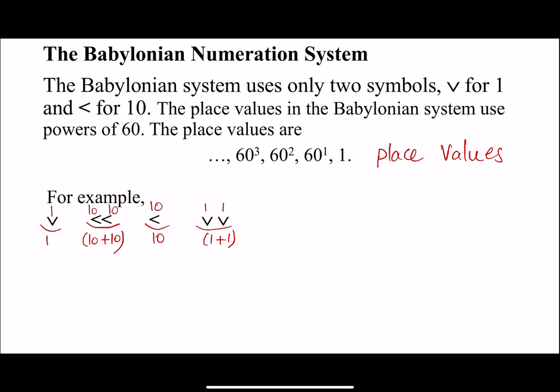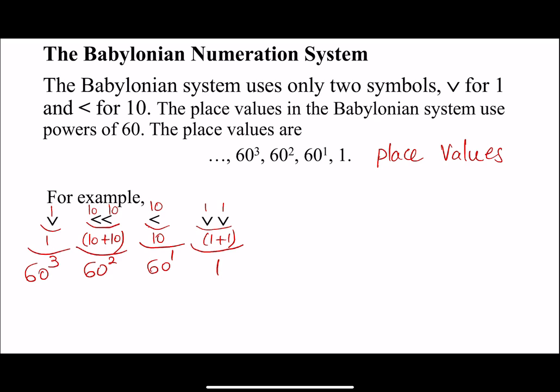Guys, you write down the place values from right to left. Okay, from right to left. So the place value of this digit is 1. The place value of this digit is 60 to 1. The place value of this one is 60 to 2. And the place value of the last digit is 60 to 3.